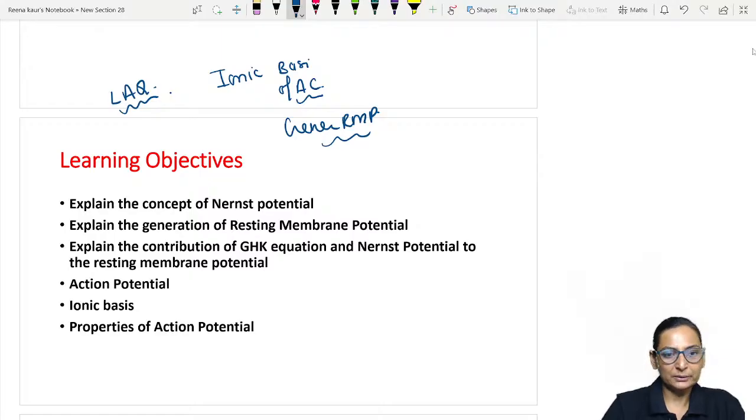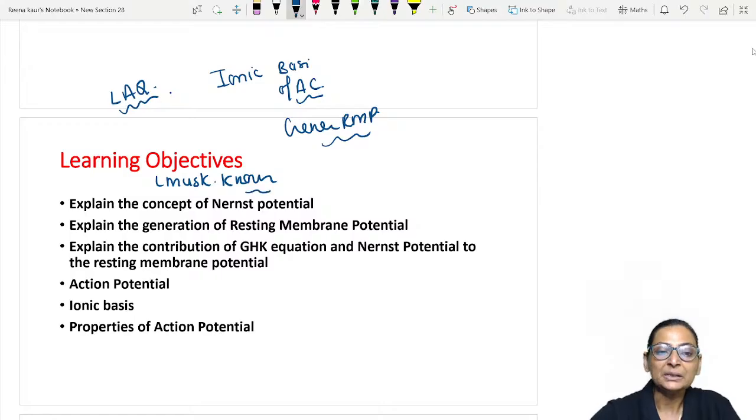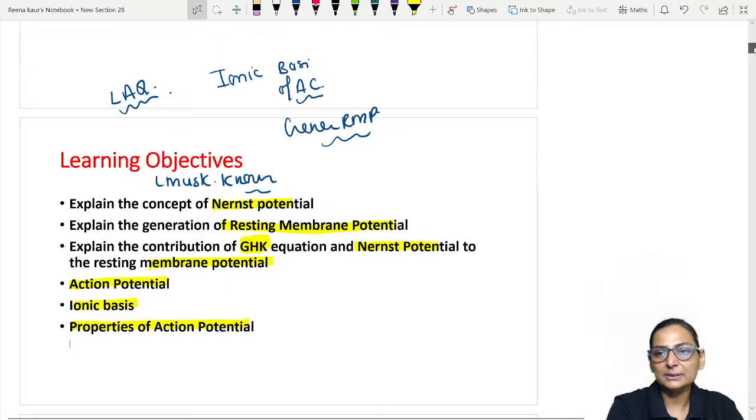So in this particular area, what are your learning objectives, or what I call must known competencies. मतलब ये हमको आना ही चाहिए. You have to know the concept of Nernst potential. ठीक है, उसके बाद you have to know how do you generate the resting membrane potential, what is the contribution of the Nernst potential and the GHK, that is the Goldman-Hodgkin-Katz equation, to the RMP, and how is the action potential, what are the phases of the action potential, what is the ionic basis, and what are the properties of action potential. तो ये सारा का सारा is going to be in the form of LAQ to you. ठीक है, so let's get started with this topic now.